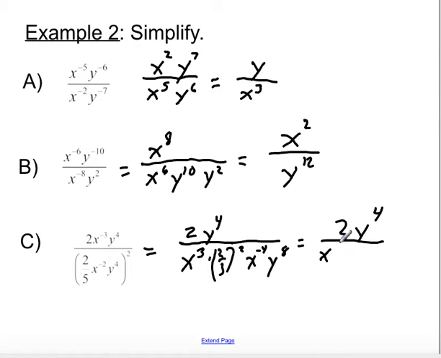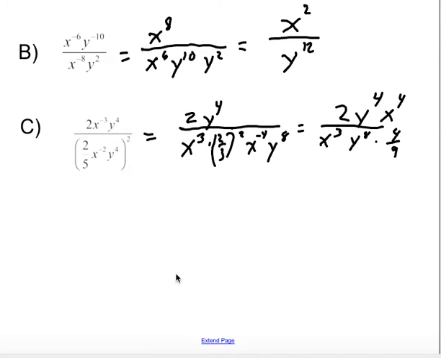We've got x to the 3rd here. X to the negative 4 can flip up and become x to the 4th. Y to the 8th stays down here. And 2/3 to the second power becomes 4/9. So 2 to the second power is 4, and 3 to the second power is 9. So let's go ahead and simplify this a little bit more.